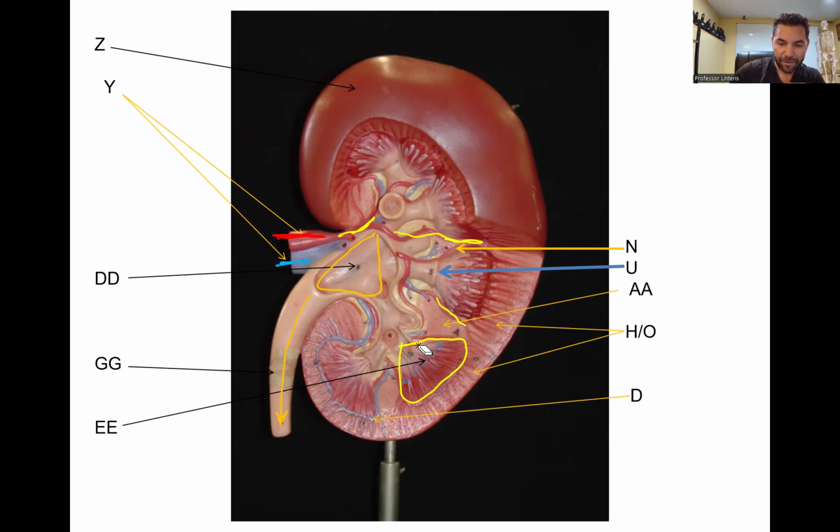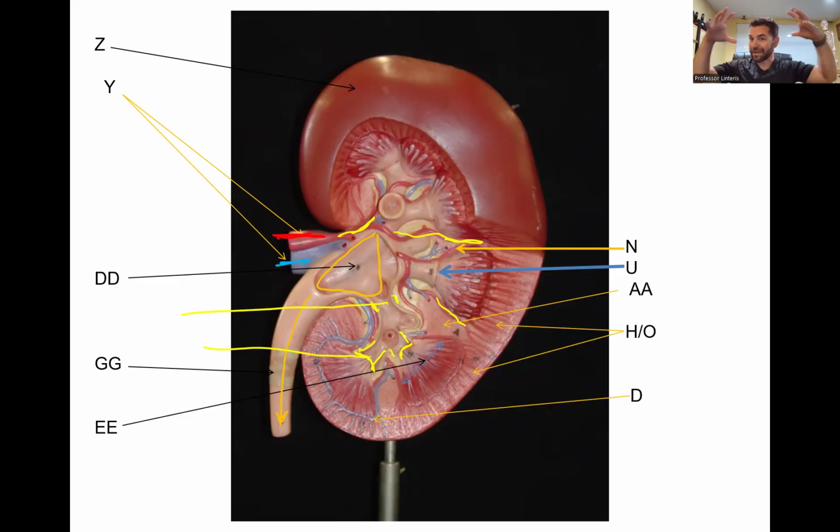And these are the calyx. This is a minor calyx, which I'm highlighting here for you. And then this is a major calyx. What these are, structures that carry the urine once it is produced. So I'll try to maybe draw over this in a minute.